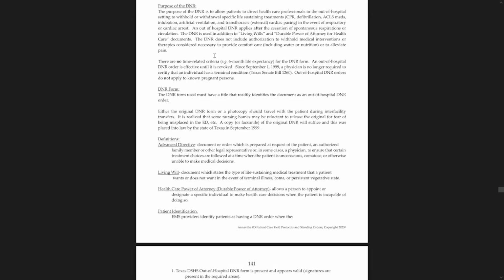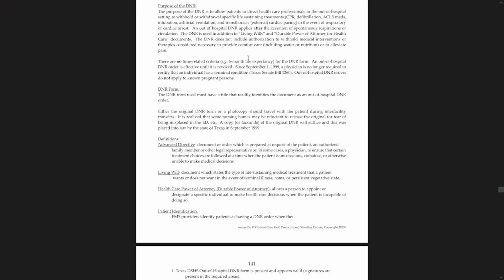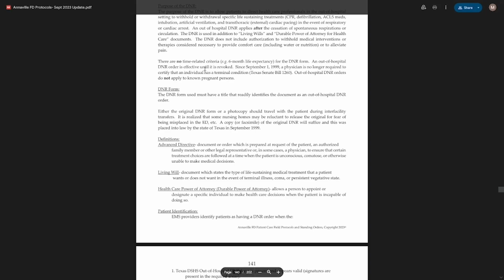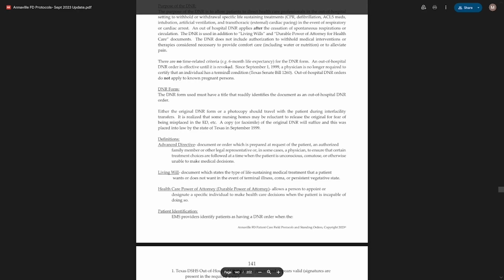There are no time-related criteria, e.g., 6-month life expectancy, for the DNR form. An out-of-hospital DNR order is effective until it is revoked. Since September 1st, 1999, a physician is no longer required to certify that any individual has a terminal condition. The Texas State Bill 1260 out-of-hospital DNR orders do not apply to known pregnant persons.